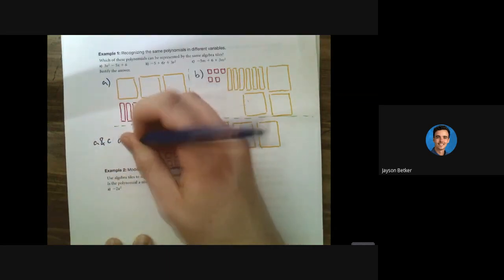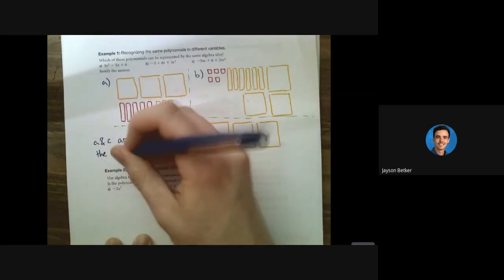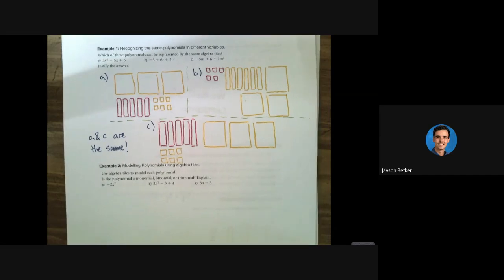That we've got the exact same thing going on here in A and C. So we can write that here. A and C are the same. And it says justify it. Well, we justified it by showing our algebra tiles. So we're good.